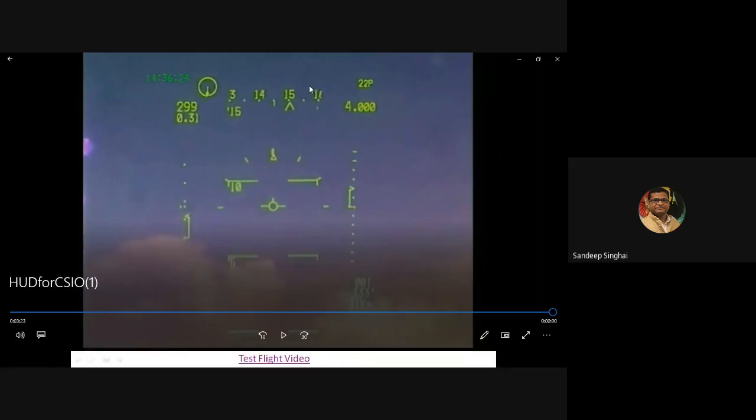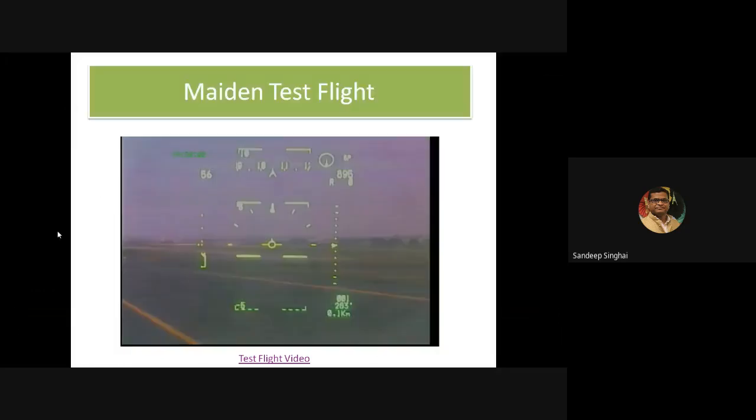Yeah, you might have seen this video. This video was actually the first test flight of head-up display for HJT-36 by CSIO. During this flight, the main aim of the pilots was to test the performance of the HUD, and a lot of things you might have heard. However, this particular aircraft met with a fateful end when they tried some stalling maneuver in the air. There were some issues, and it finally crashed.